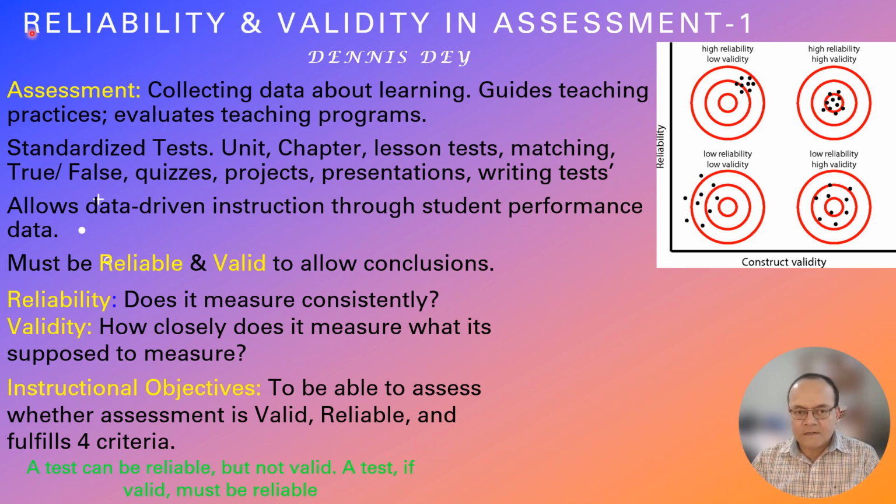R is less senior than V. V is senior to R. A valid test can override this, but this can't override that, okay? A test can be reliable but not valid. A test can be valid and it must be reliable, okay?